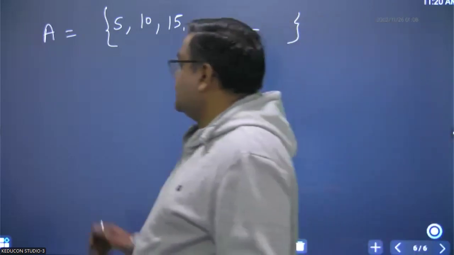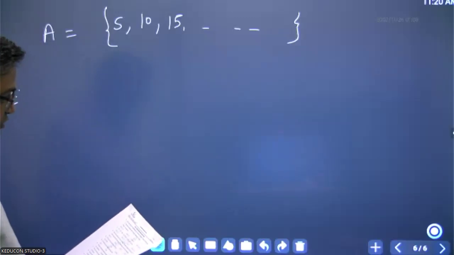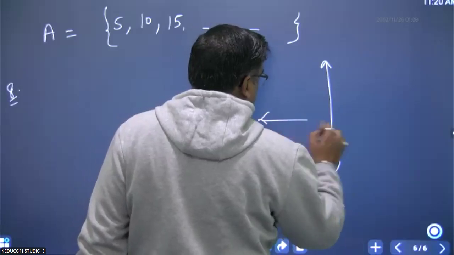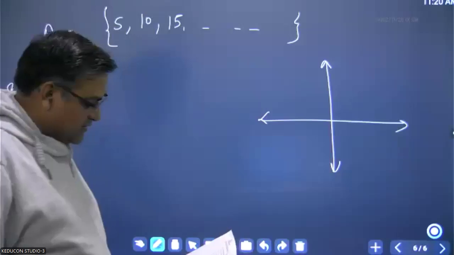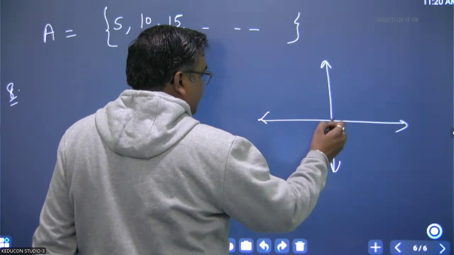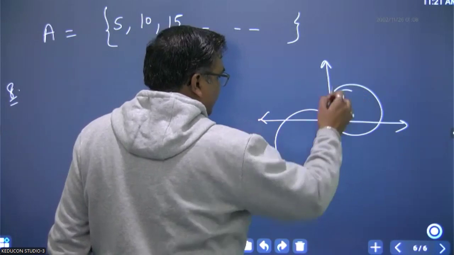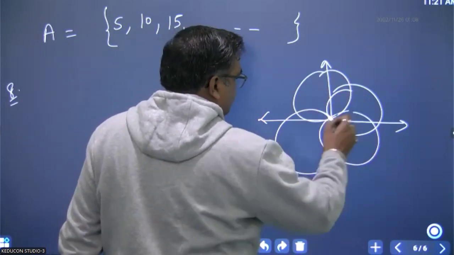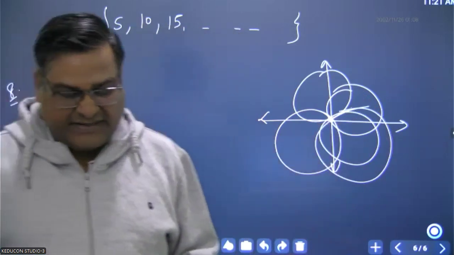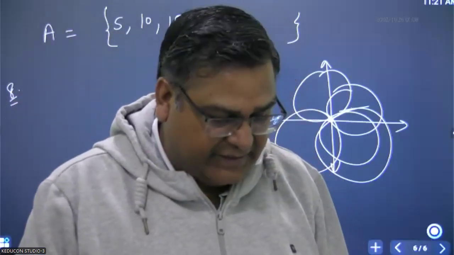Next, question number 8, children, look at this. The set of circles passing through 0, 0. See students, how many circles can pass through this point? There can be infinitely many circles. Any circle can be there passing through this point, right? There can be infinite circles passing through this point. Hence it will be infinite, right?